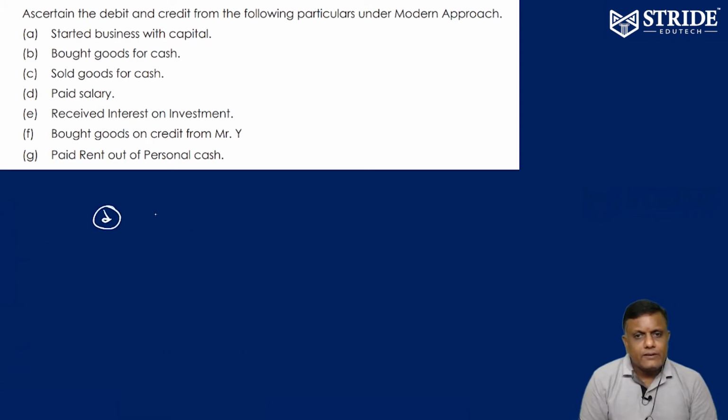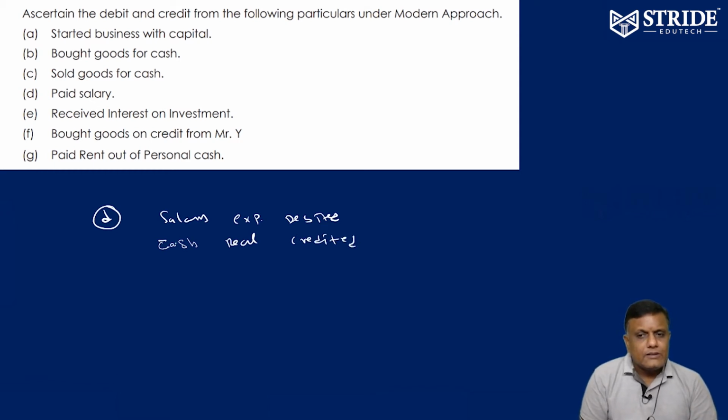D. Paid salary. So here there are two elements involved: one is salary, another one is cash. Why is salary debited? It is an expense. What does the nominal account say? Debit all losses and expenses, credit all incomes and gains. So salary is an expense, therefore it should be debited. Why is cash credited? Cash goes out. Cash is a real account. It goes out, therefore to be credited. Credit what goes out, debit what comes in.